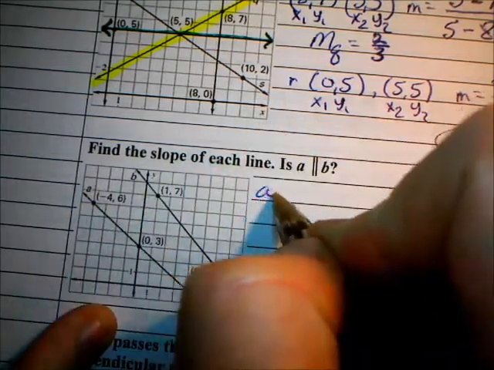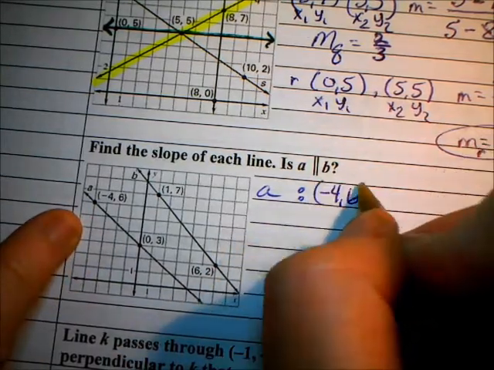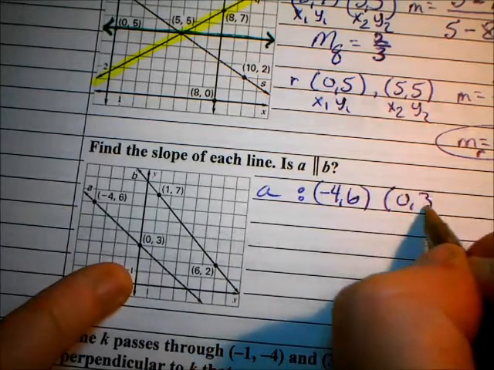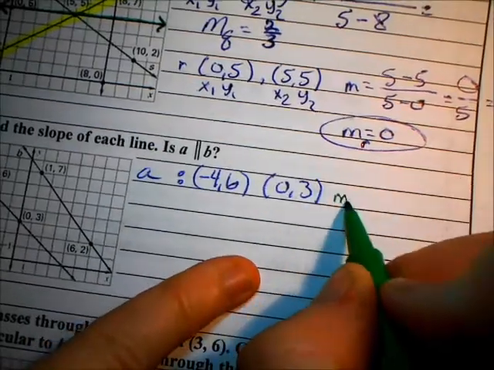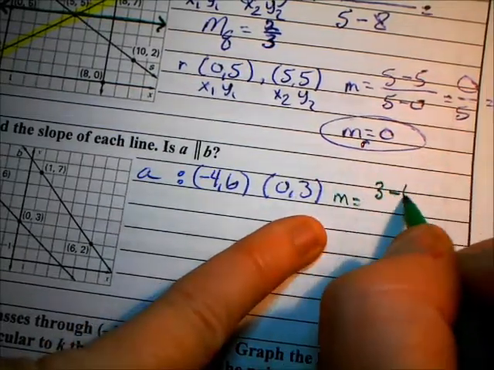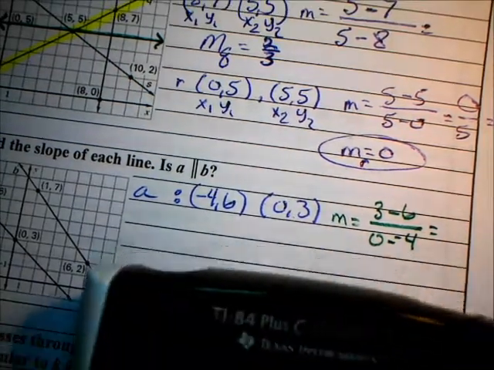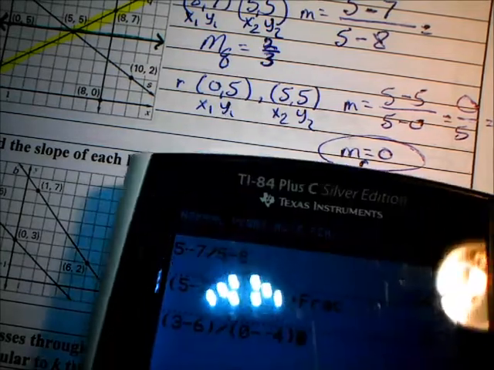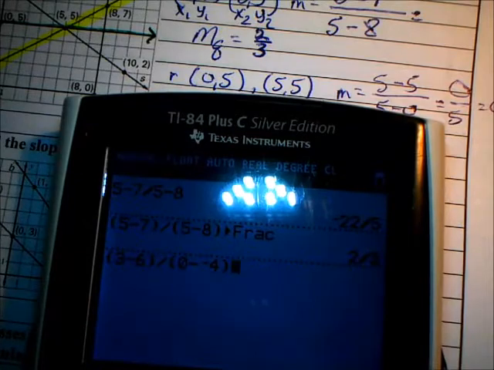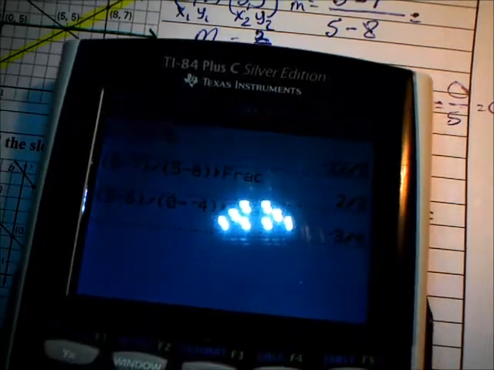So I'm going to first do line A. The two coordinates on line A are negative 4, 6 and 0, 3. And I'm going to plug them into my slope formula over here on the side. I'm going to have 3 minus 6 over 0 minus a negative 4. And if I plug them into my calculator, 3 minus 6 divided by 0 minus a negative 4, and I want to math bracket, I come out with negative 3/4.